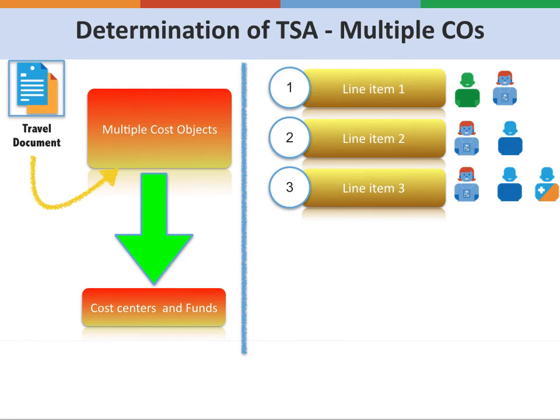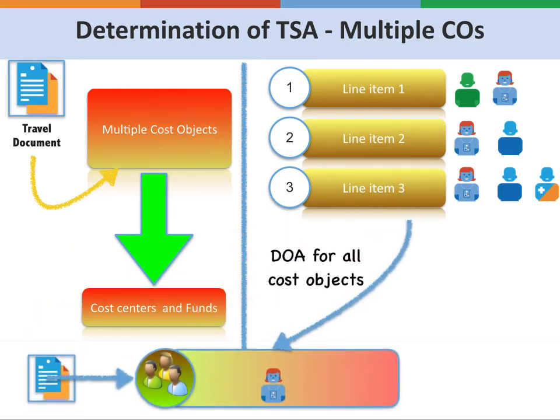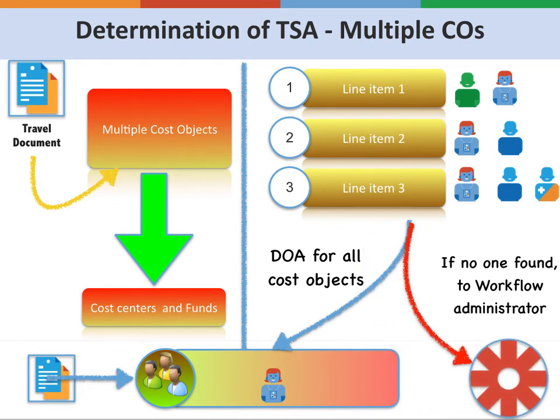And then it aggregates and finds out who has the delegation of authority for all the cost objects. In this case, only one person has all these three, so he or she will be the approver for this particular document. And if there are a lot of possibilities, if you have not maintained one person who has an overarching delegation of authority for all the cost objects, currently it is sent to the workflow administrator.